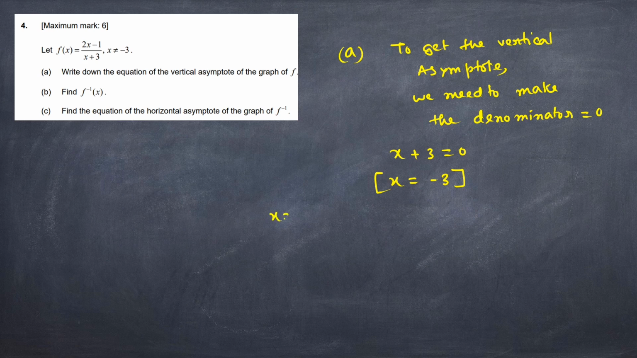So x equals to minus 3 is the vertical asymptote of f(x). So from here you can see x equals to minus 3 is the vertical asymptote of f(x). So the point is, what you need to remember is, for finding vertical asymptote we just need to make the denominator equals to 0. So this is the thing.